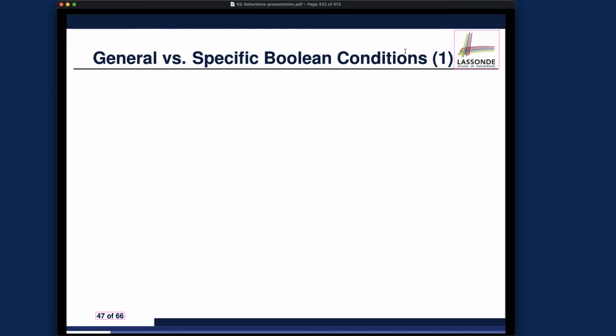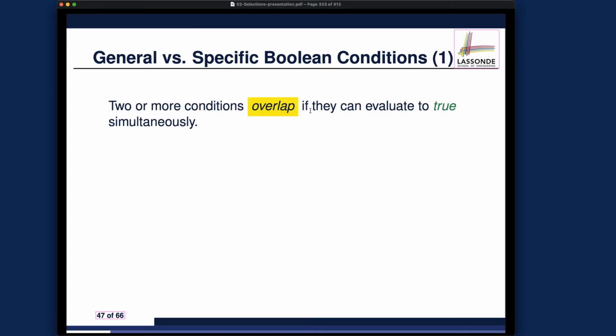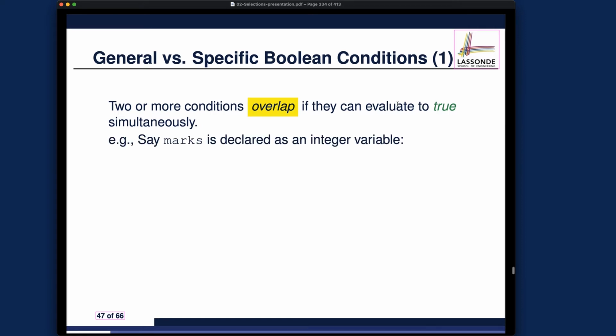If you compare two or more Boolean conditions, they overlap if they can evaluate to true simultaneously given some input value. Let's say we have a marks variable, numerical marks, let's say integer for simplicity. And then you have these two Boolean conditions: marks larger than or equal to 80 and also larger than or equal to 70. Do these two conditions overlap? You can try to visualize like how we did it last week.